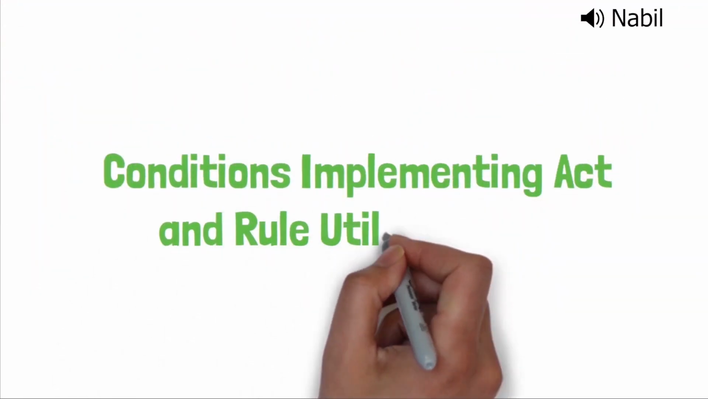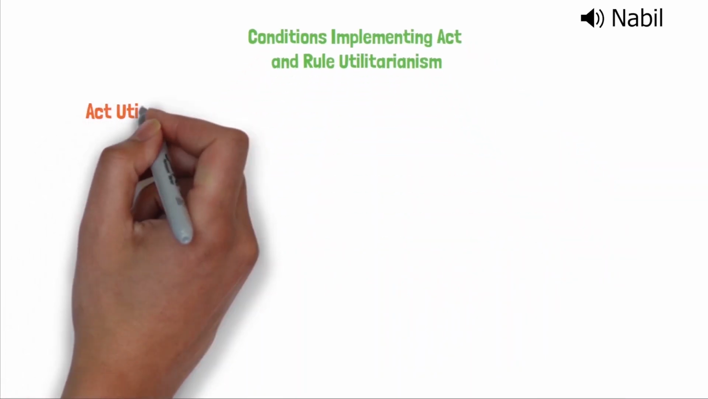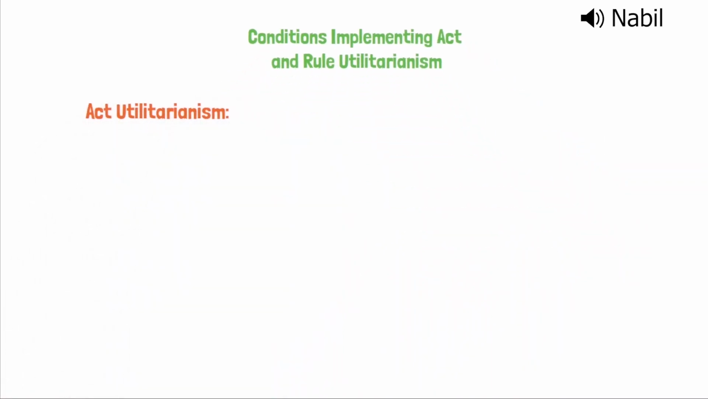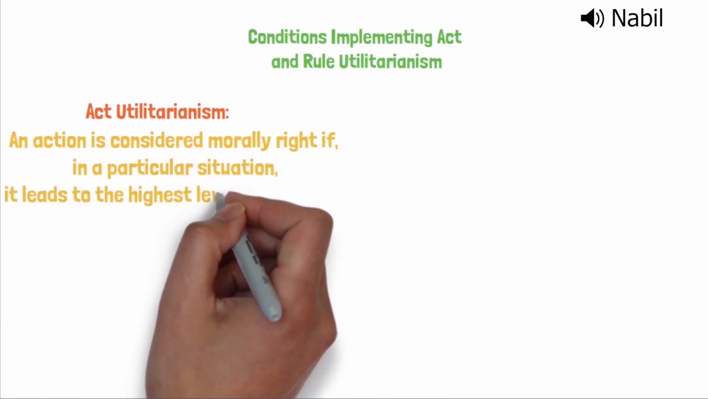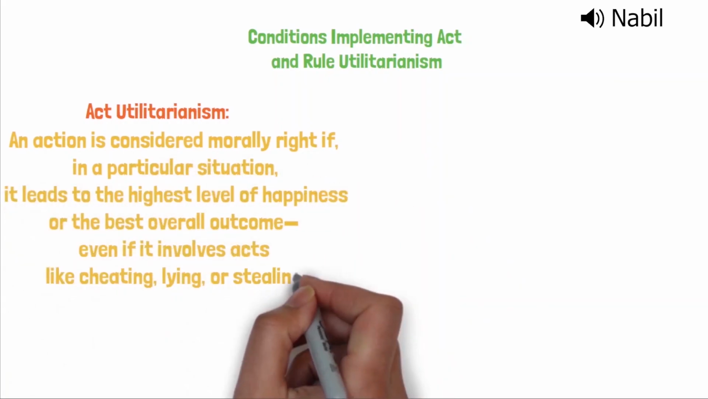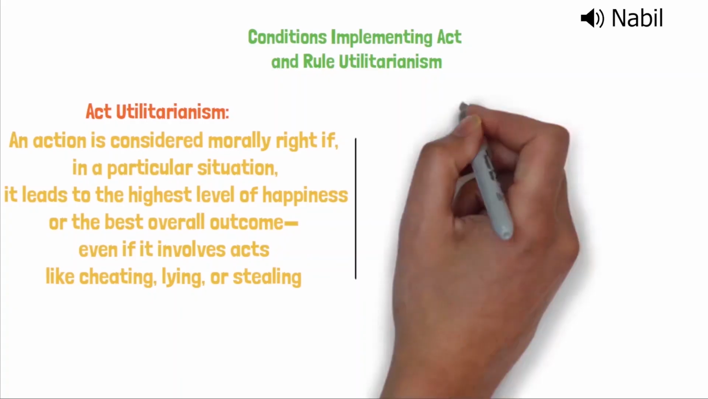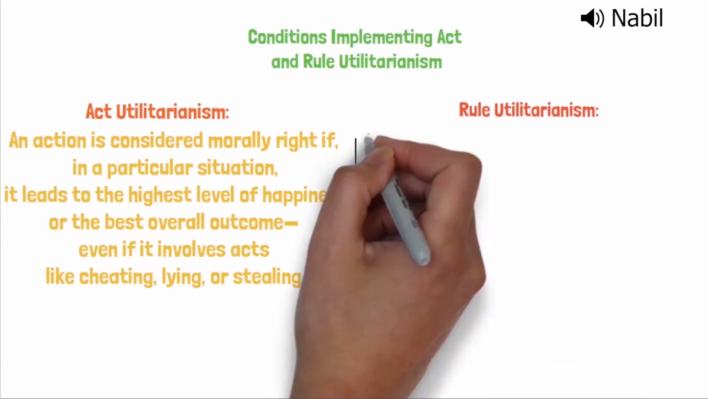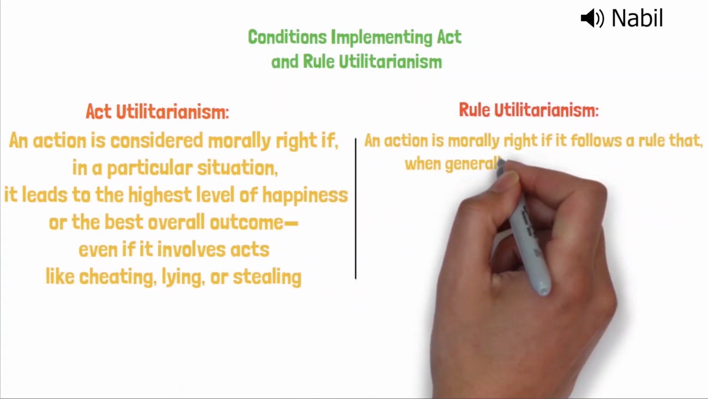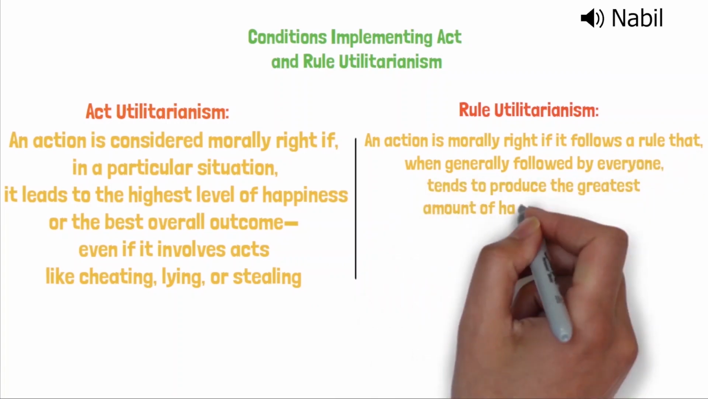Now, act utilitarianism justifies an action based on whether it would lead to the highest level of happiness, even if the actions are considered morally wrong, whereas rule utilitarianism tells us that there are rules everyone should follow. Despite the consequences, it would lead to the most happiness for everyone.